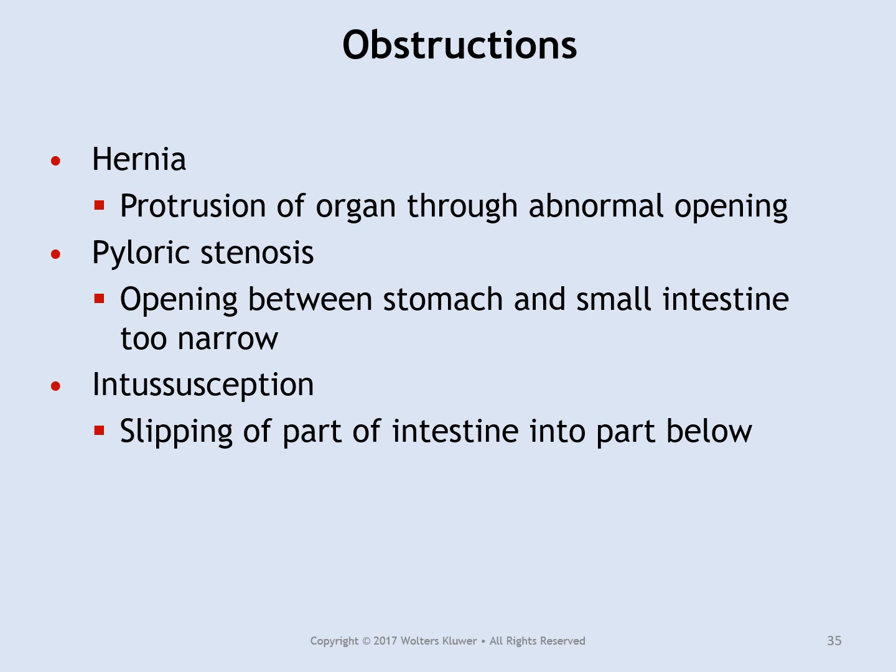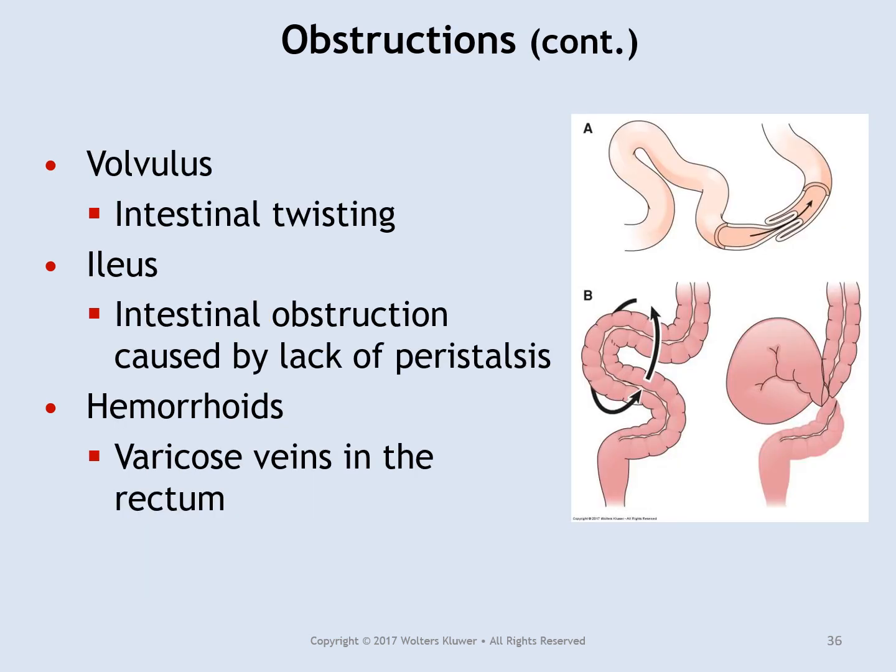Large intestine. If you get an obstruction from a hernia, that's an organ that's moving through the muscles of the abdomen. You can have stenosis or a narrowing, and the opening between the stomach, in this case, between the stomach and the small intestine, is too narrow. Stenosis, another name. Any time you see stenosis, you're talking about a narrowing. And intussusception is a slipping of the part of the intestine into the part below. And if you can't visualize that, let's take a look here.